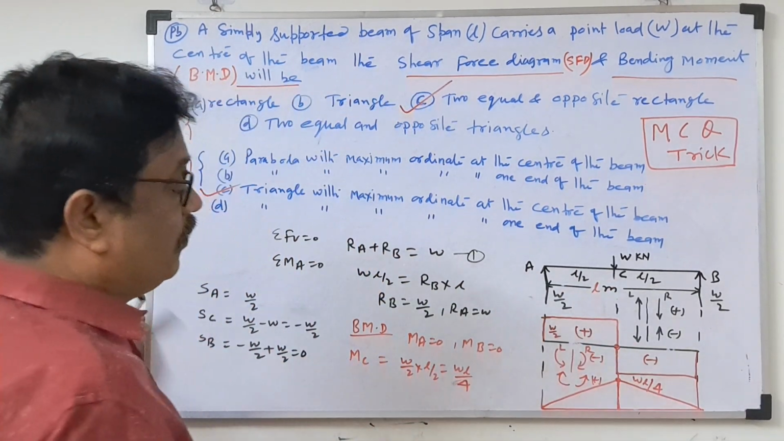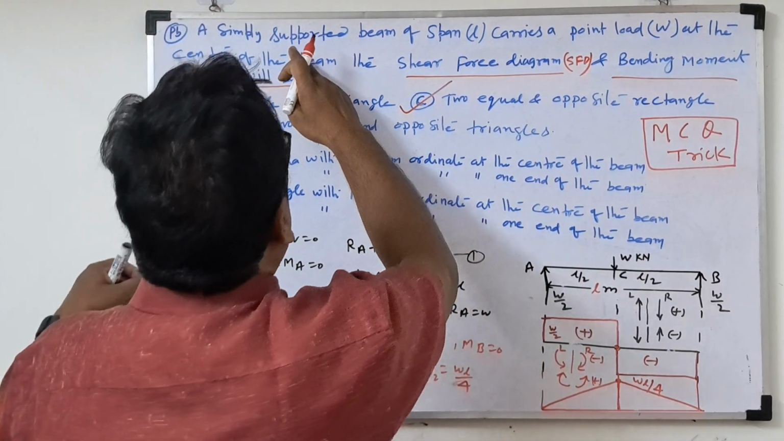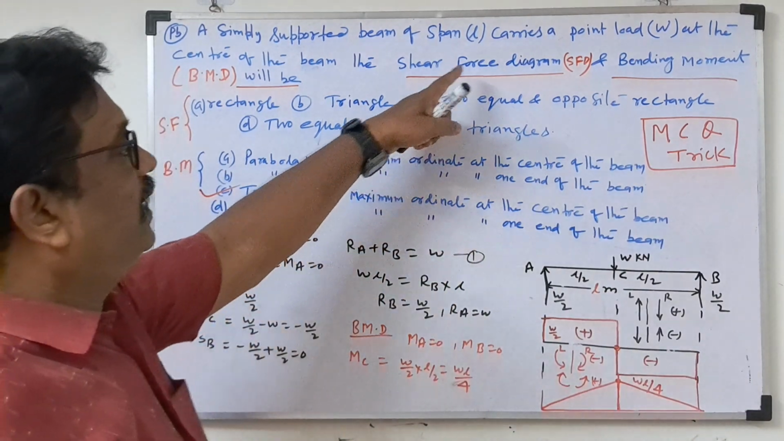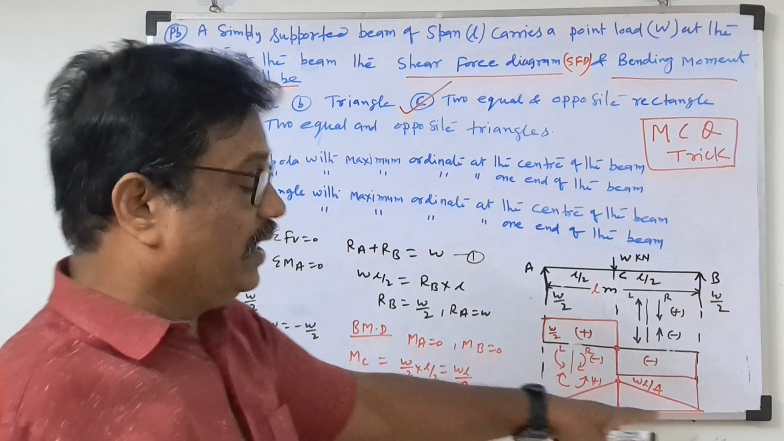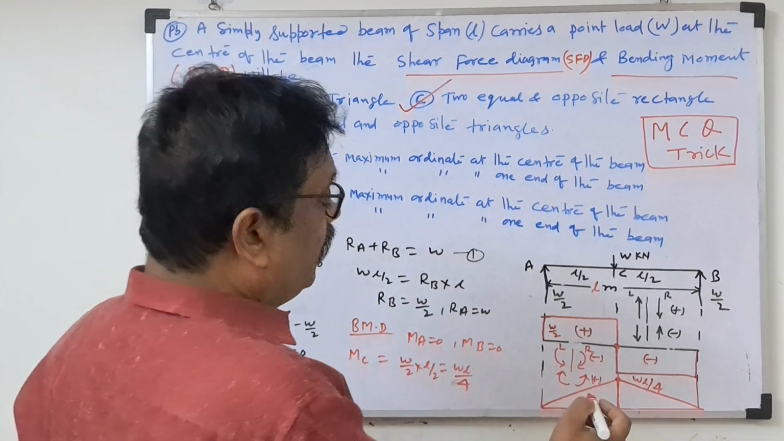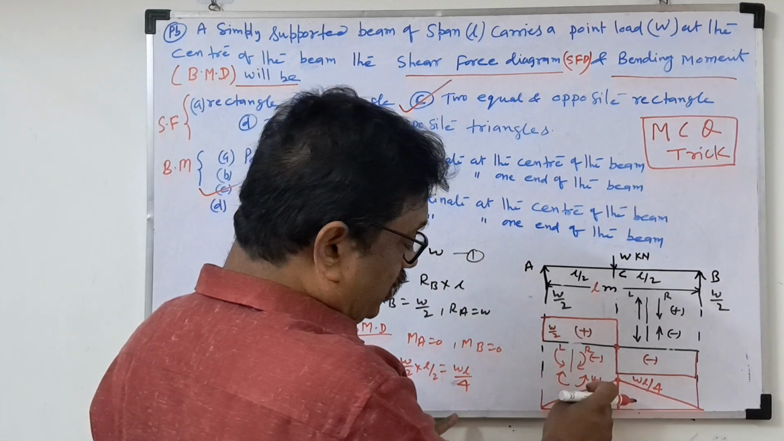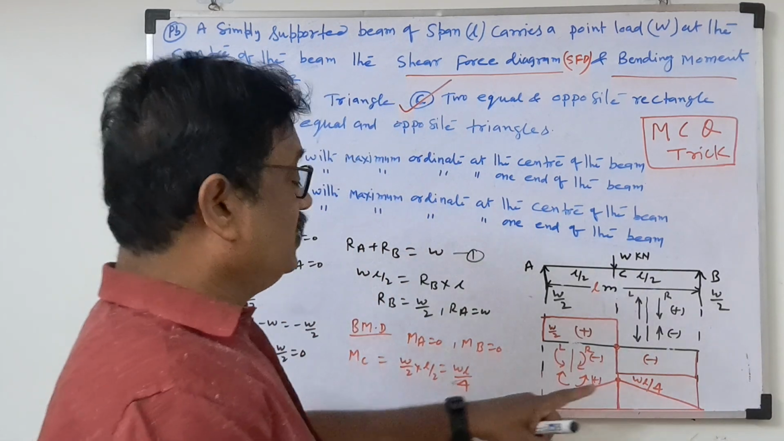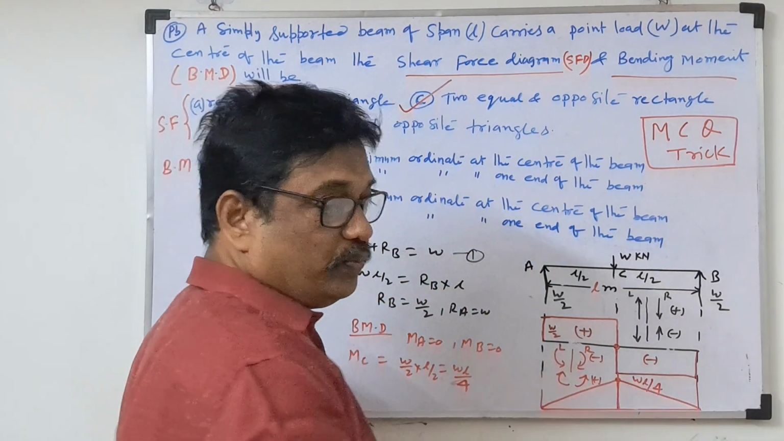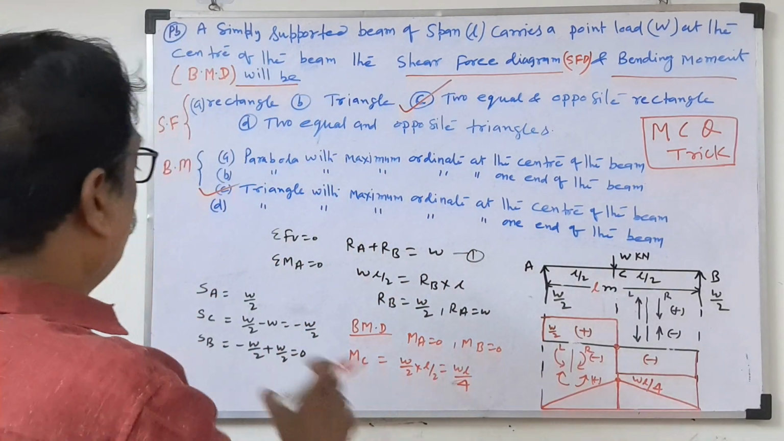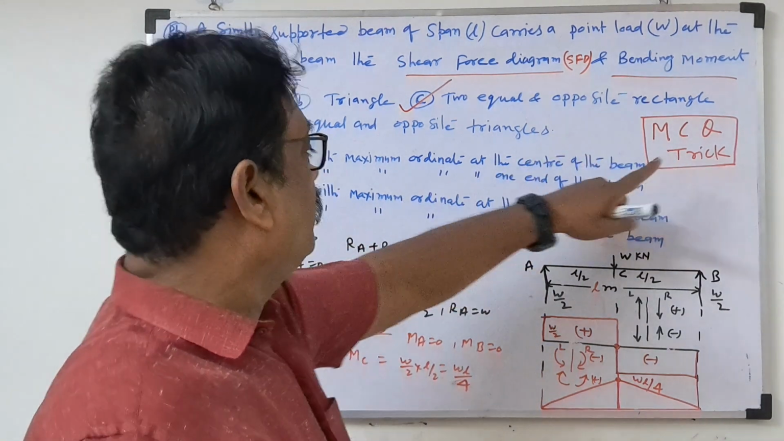If they ask what the point of contraflexure is, it is the same question. A simply supported beam of length L carries a load W at the center of the beam, what is the contraflexure point? Contraflexure point means the bending moment diagram changes from positive to negative. Here the contraflexure point will be 0; it does not exist. So all these types of questions are possible in MCQ.